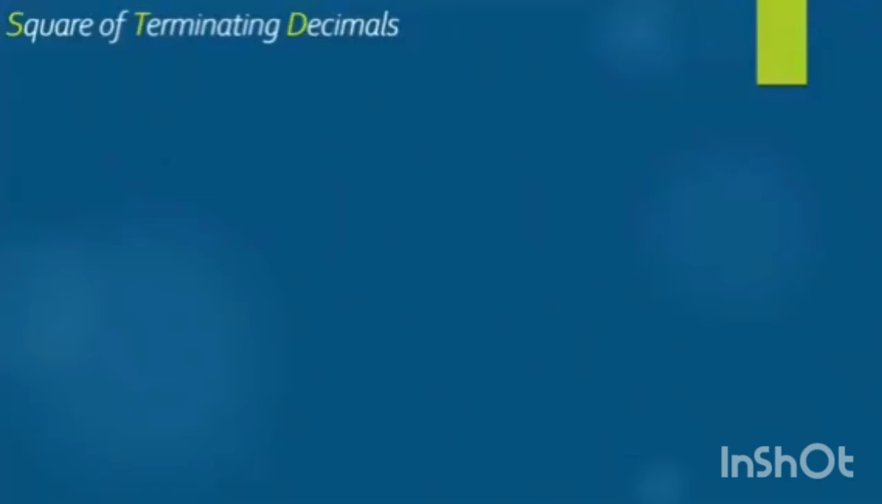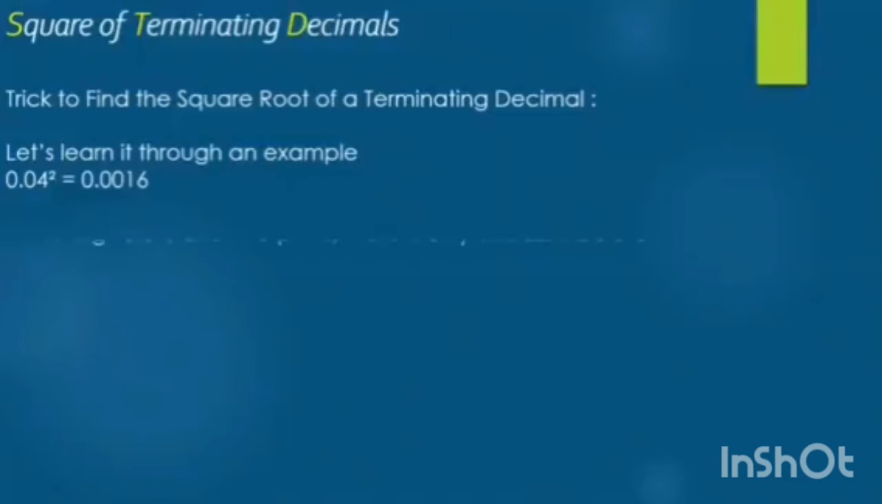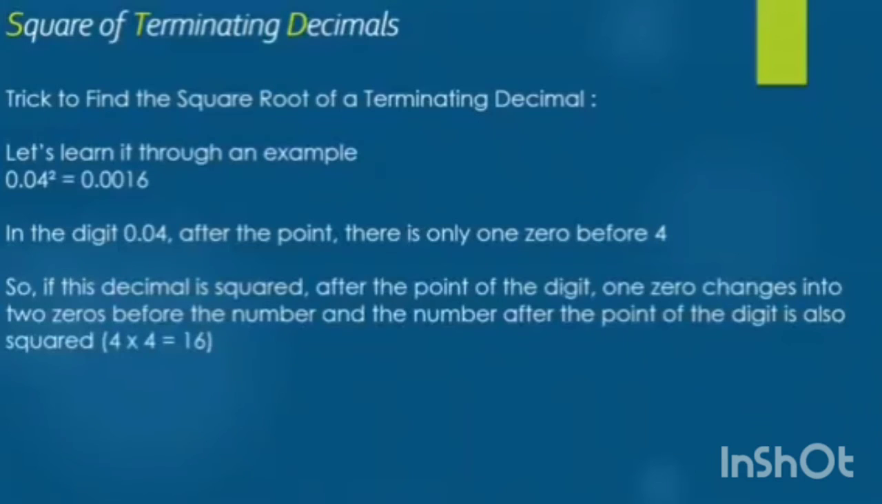Squares of terminating decimals have a trick to find the square root of a terminating decimal. Let's learn that through an example. 0.04 squared is equal to 0.0016. In the number 0.04, after the point there is only 1 zero before the digit 4. So if this decimal is squared, the 1 zero changes to 2 zeros before the number, and the digit after the point is also squared. Example, 4 into 4 is 16. So we now understand that 0.04 squared is equal to 0.0016.